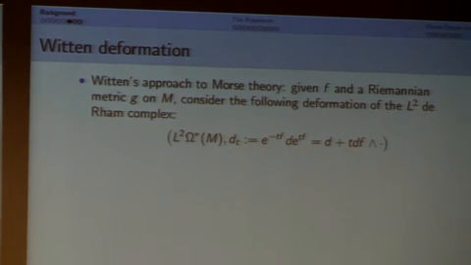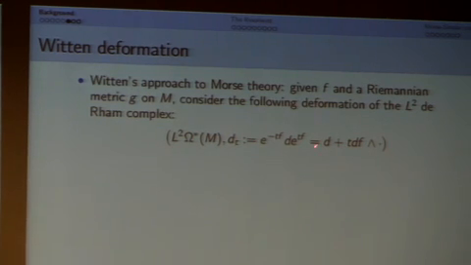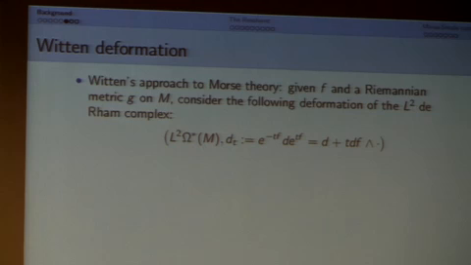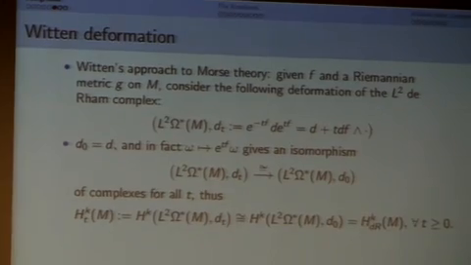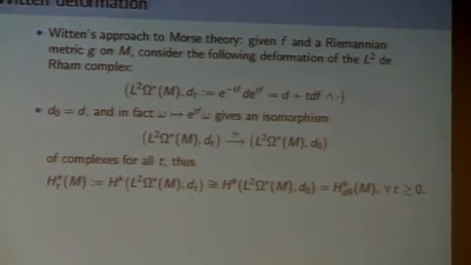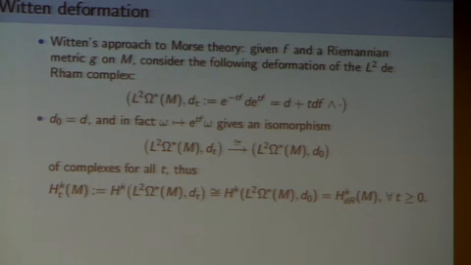So this is still a complex; let me call this thing d sub t. dt squared is still equal to 0, just because these things cancel off. If I expand this out, this just looks like d plus the wedge product with df. Great, so of course when t equals 0, this is the original de Rham complex. And in fact, the complexes are isomorphic. If you multiply all your forms by e to the tf, these two complexes are isomorphic. In particular, their cohomologies agree. I'm going to call h sub t the cohomology of this complex for a fixed t.